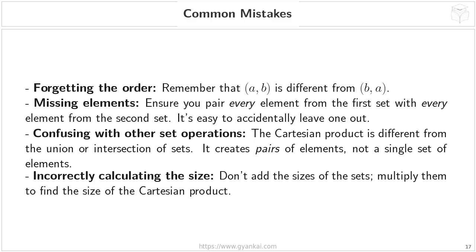If you want to know how many elements are in the Cartesian product of two sets, A and B, you don't add the number of elements in A and B. Instead, you multiply them. If set A has M elements and set B has N elements, then the Cartesian product A times B, which we say as A cross B, will have M times N elements. So, the cardinality, that's the number of elements of A cross B, is equal to M multiplied by N.